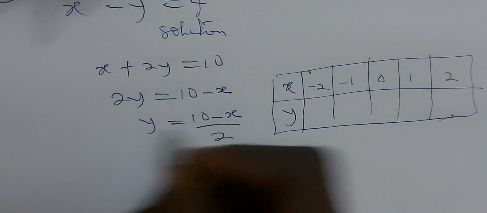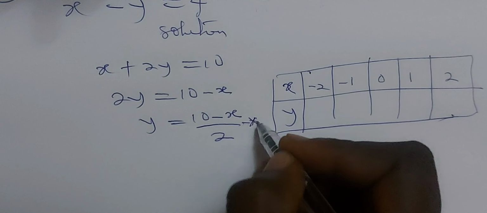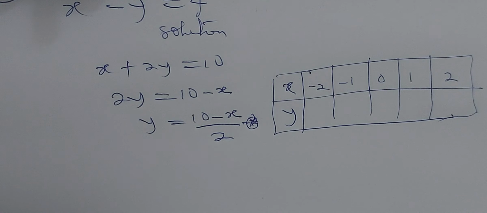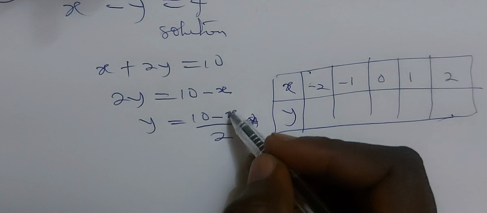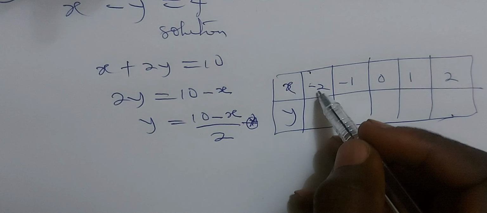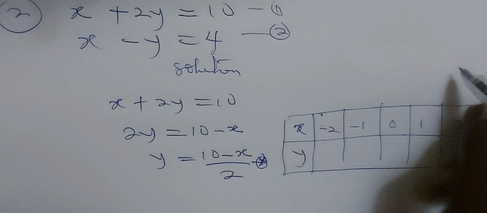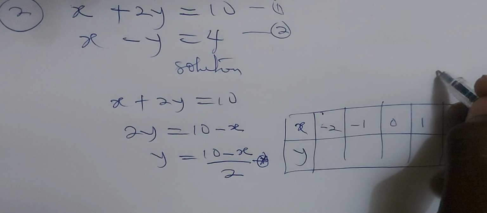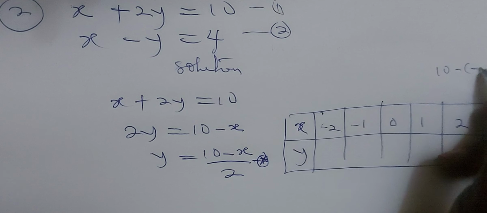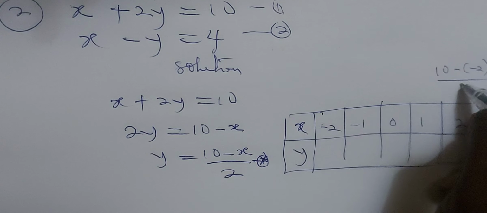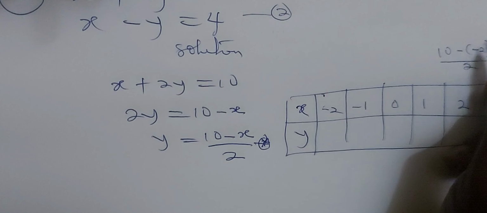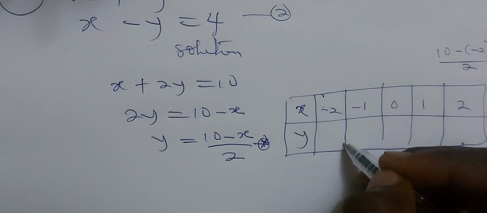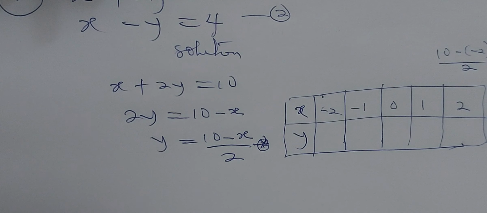Okay, but from here, that is where we are going to look for our x, our y. So put the value of x here. We have minus 2. It will look something like 10 minus minus 2 all over 2. Whatever we arrive at, you divide it and put it. That is the value of your y.